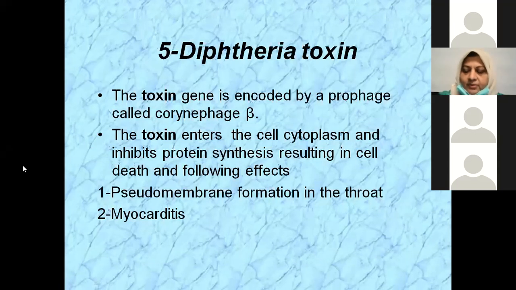Then the fifth example is the diphtheria toxin. Diphtheria is again an infection most commonly in childhood, and the toxin gene is encoded by a prophage called corynebacteriophage. I hope that you remember bacteriophages. Okay, so the toxin enters the cell cytoplasm and inhibits protein synthesis, resulting in cell death. And there is one very prominent thing that happens in diphtheria, and that is formation of a pseudomembrane in the throat.